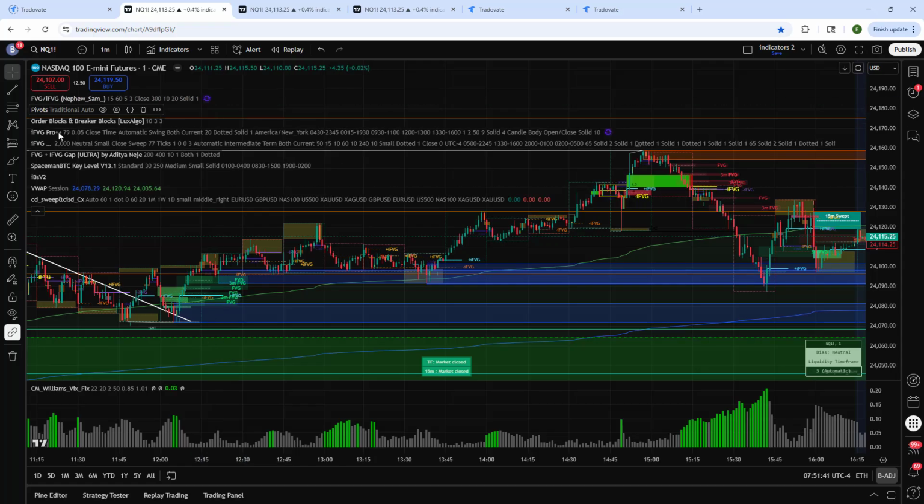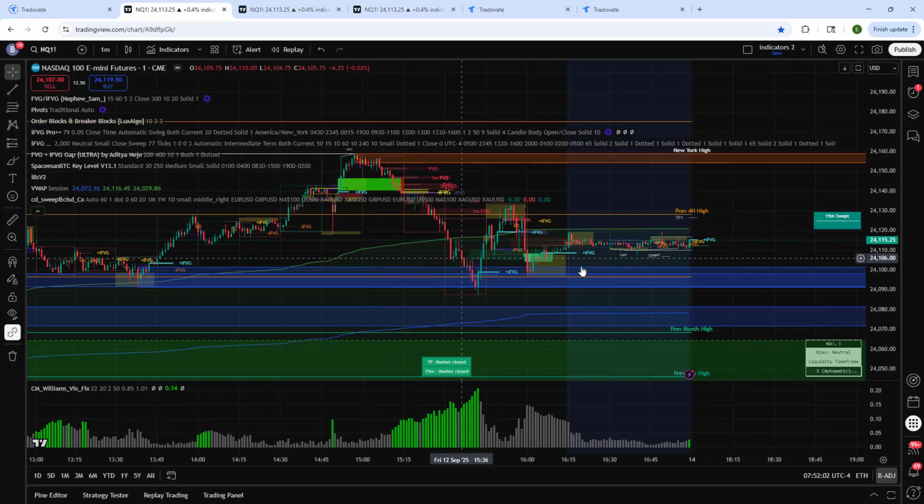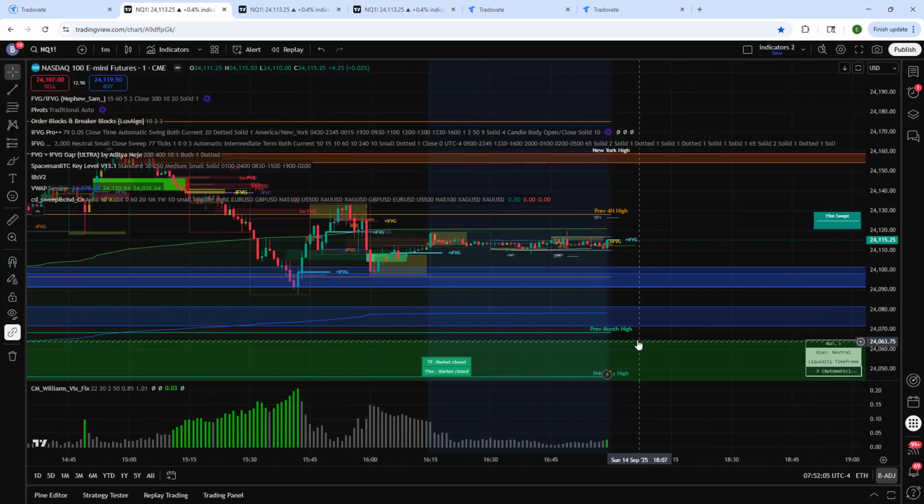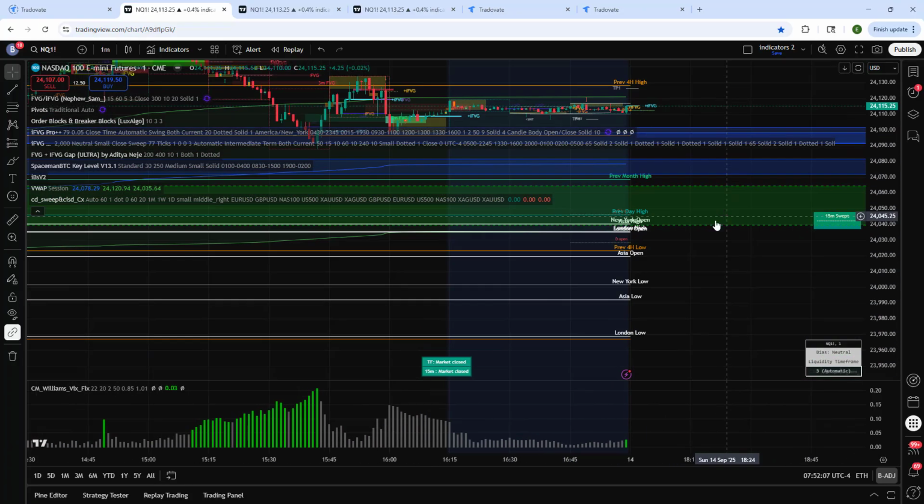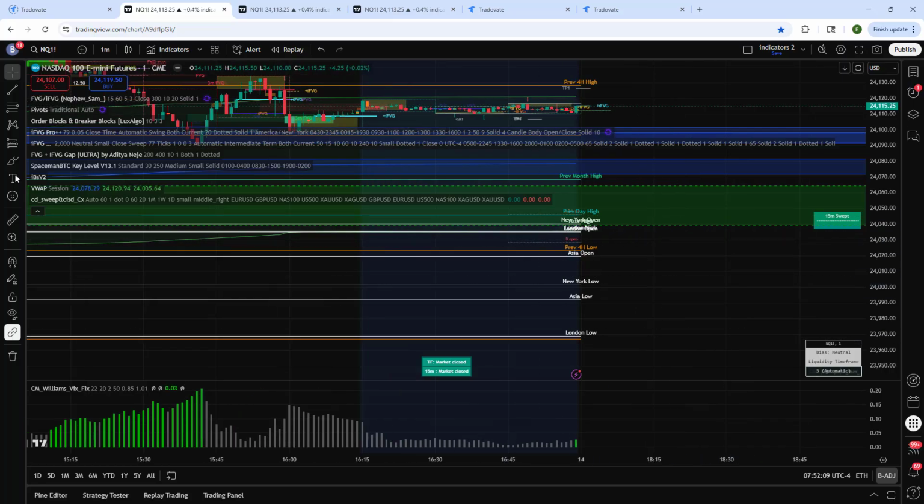What are my indicators? So I have 3 fair value gap inversion indicators that I use here. I have the order blocks by LuxAlgo, and then I have pivots. This is to see higher time frame fair value gaps. This gives me all the London open, where you see it says previous month high, New York low. I get all the lows and highs from here. I have VWAP.